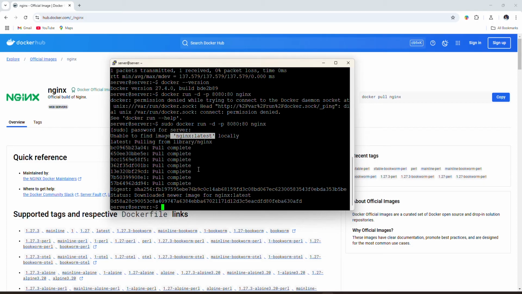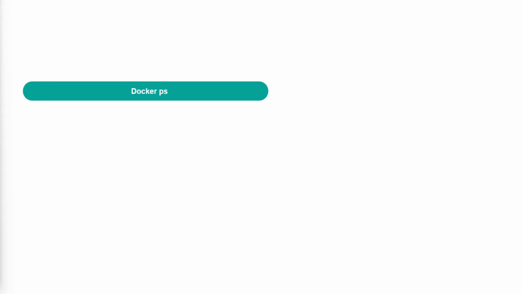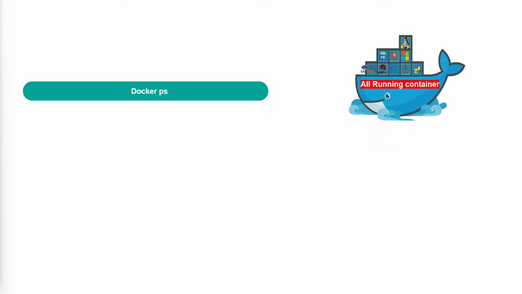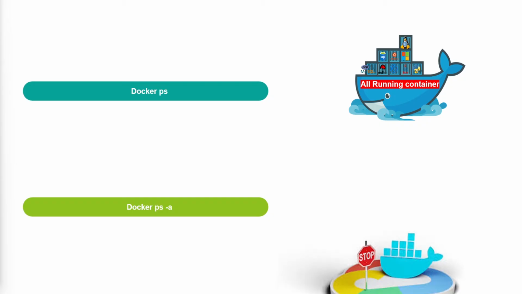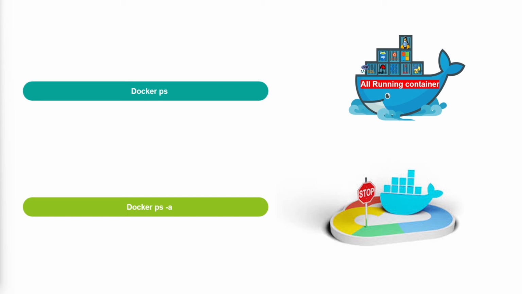How to find that this container is running? Here we have the command docker ps. It shows all the running containers on our system. docker ps -a shows all the containers, which are running and which are stopped. But docker ps shows only the running containers, not stopped containers and not the containers that have exited.